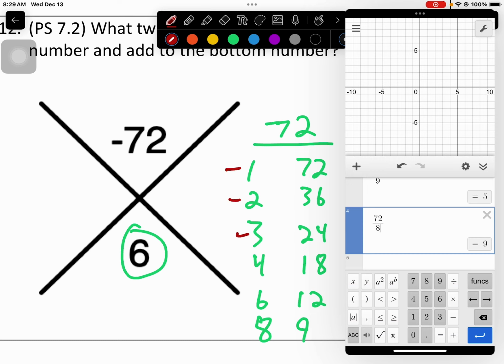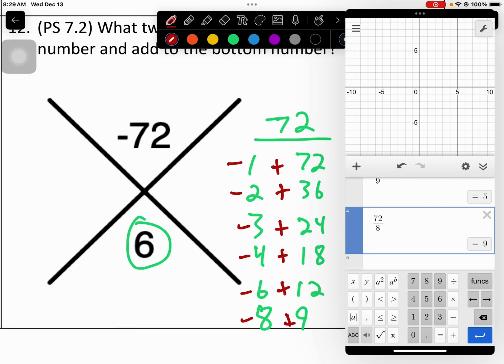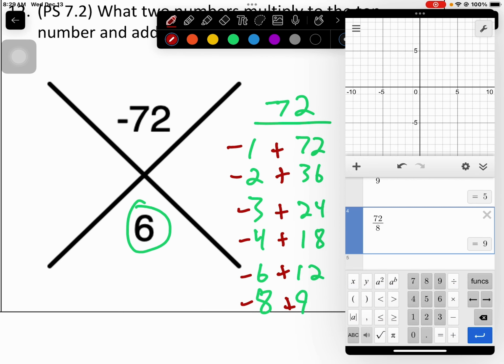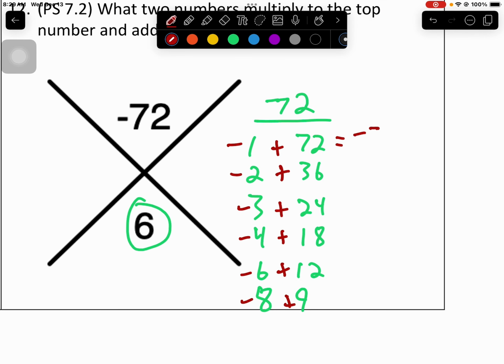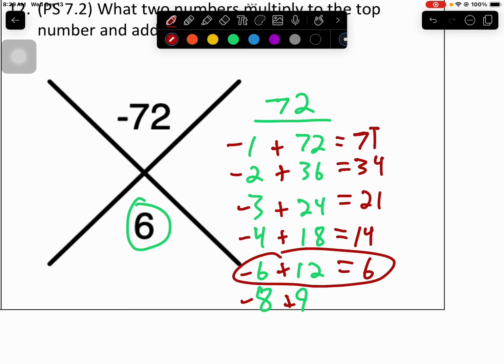So I'm going to make the smaller numbers negative. So I'm going to add, these are positive. So I'm going to add them up. Let me get rid of my calculator. There we go. So that's positive 71. That's 34. So nothing, these don't work at all. 21, 14 doesn't work. I need a 6. Boom, I got a 6. I don't even have to try 8 and 9. So I got negative 6, positive 12. Those are my answers. Hope this helps.